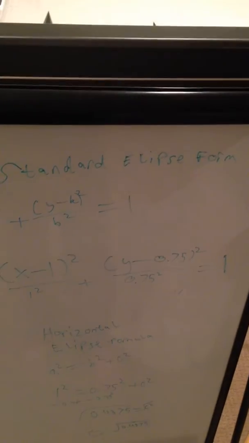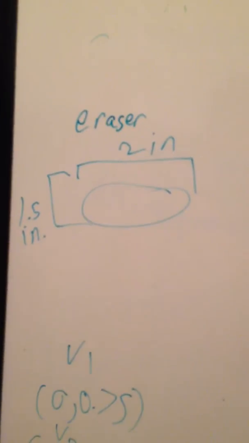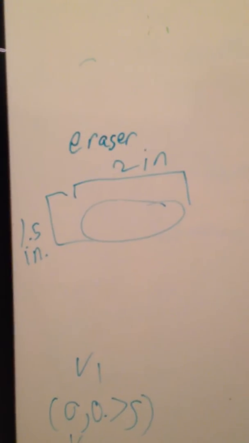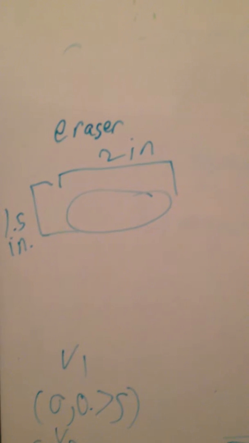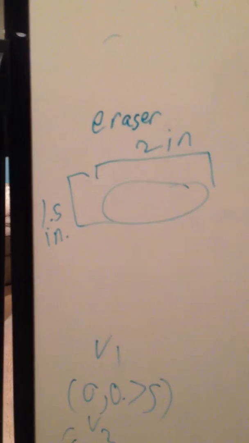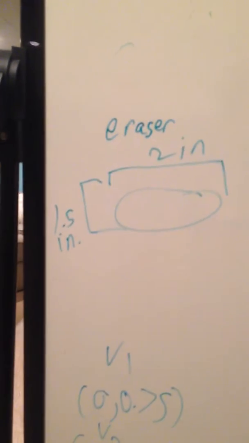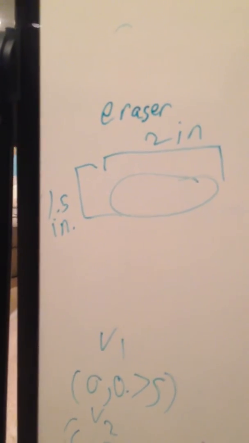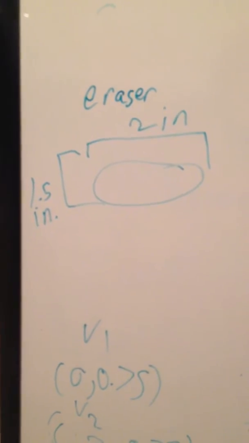Alright, time to work on ellipses. So if you look at my Padlet, I have this picture of an eraser, and it's the shape of an ellipse. It is 2 inches wide and 1.5 inches tall in length. So 2 inches width, 1.5 inches length.